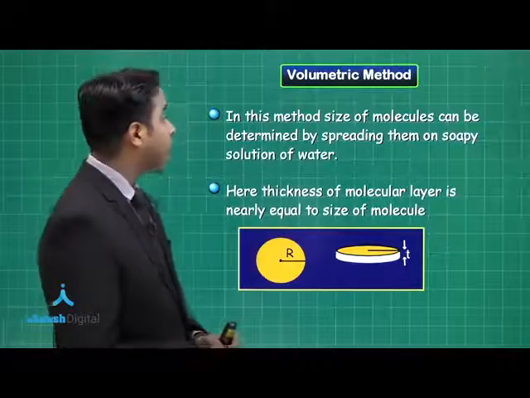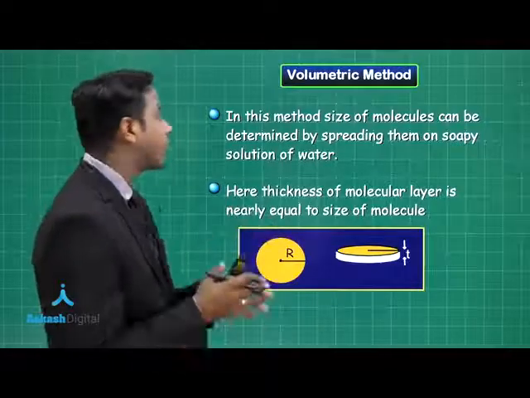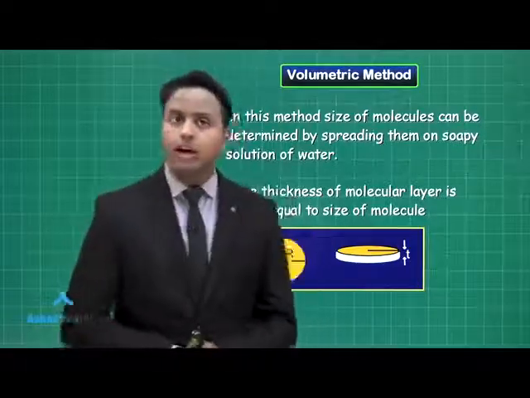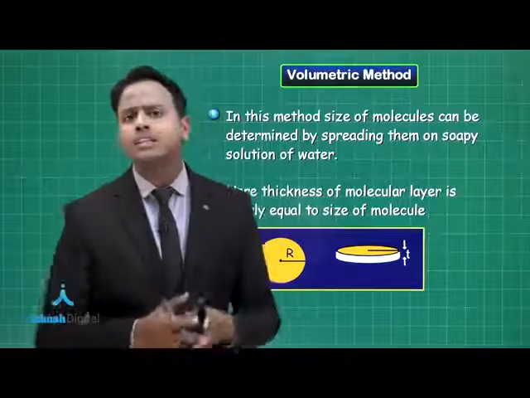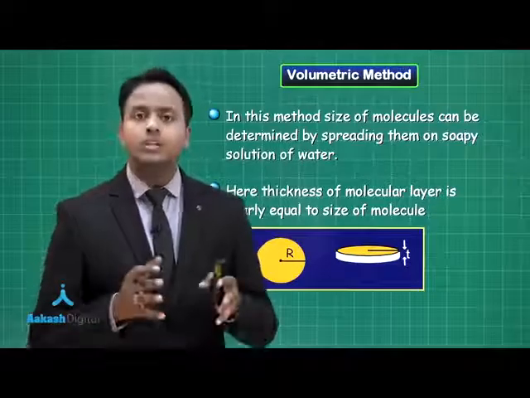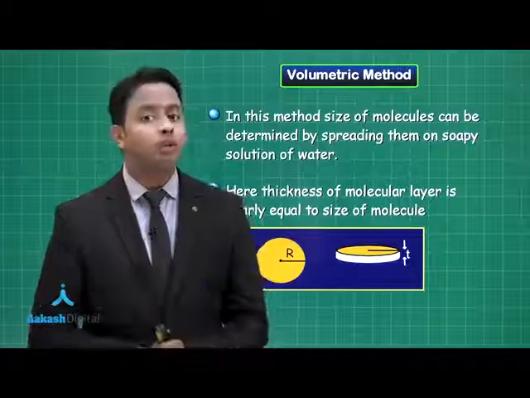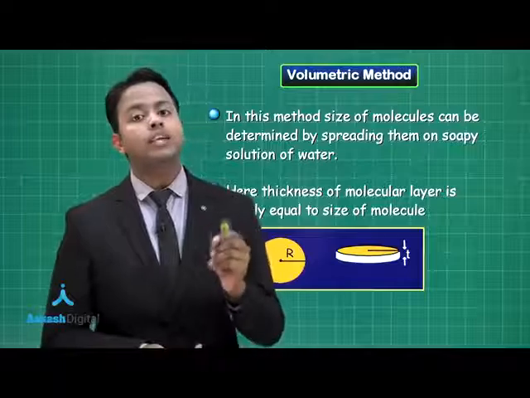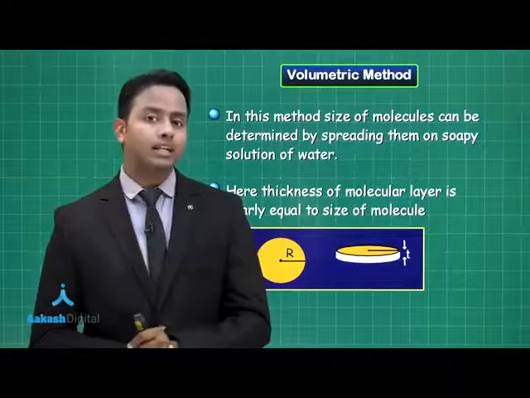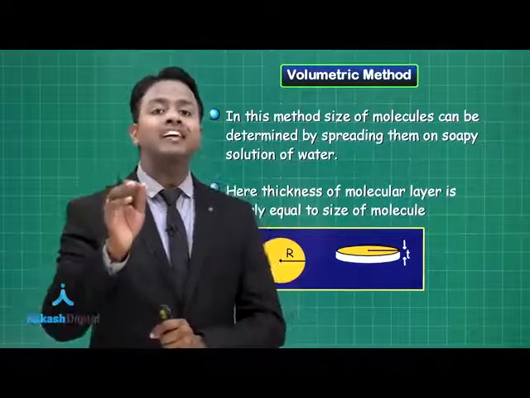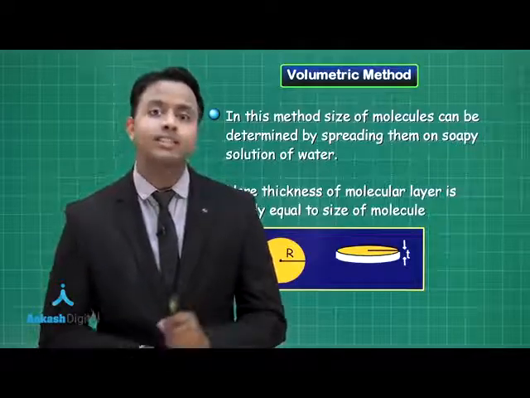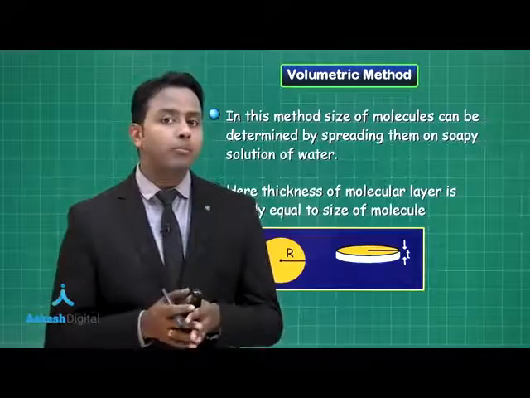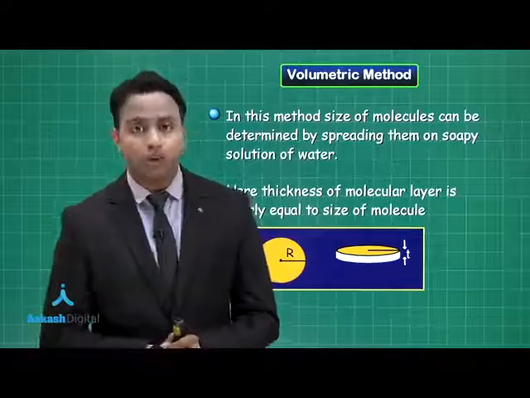Now in this volumetric method, the size of a molecule can be determined by spreading them on a soapy solution of water. Now what we are going to do, let's suppose I take a sample of oleic acid. The diameter of a molecule of oleic acid lies in the range of 10 to the power minus 9 meter. So I have, let's suppose, taken a sample of pure oleic acid, and a volume of 1 centimeter cube of oleic acid is mixed with 19 centimeter cube of alcohol, and I mix them up. So I have a 20 centimeter cube of solution.